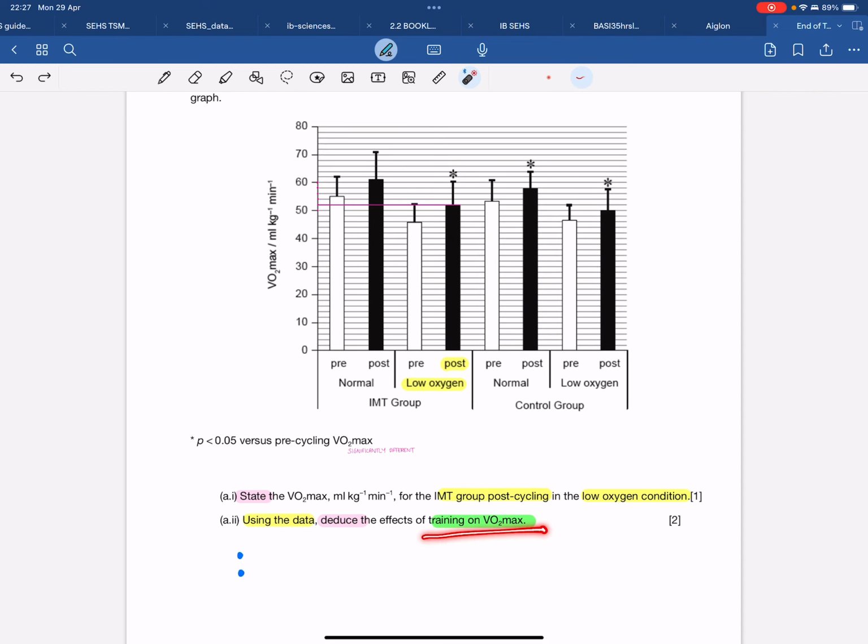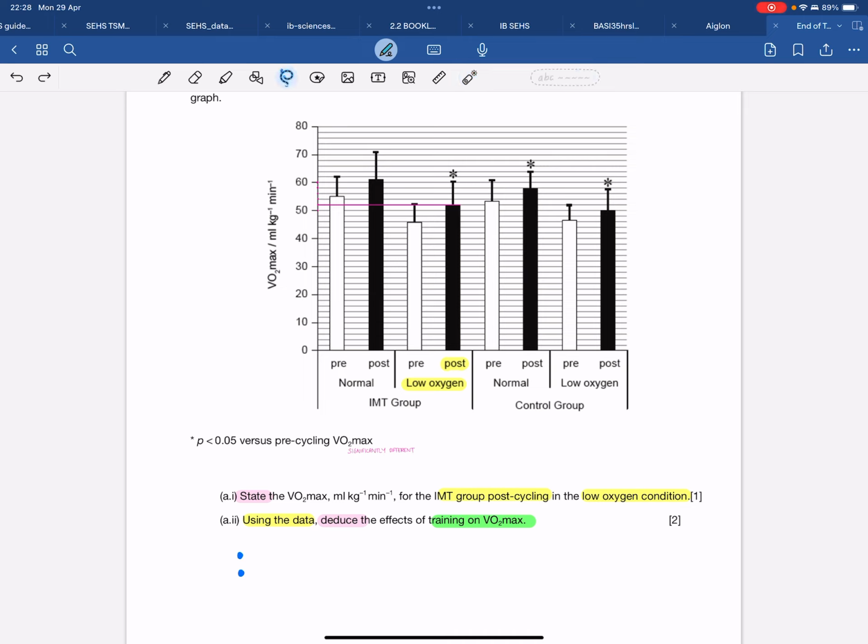Because it says training on VO2 max, that means you can say absolutely anything about the graph in front of you. You can say, basically, what is the post result? What do we see happening? Well, the black lines, for a start, and a lot of you got this right, the black lines in every single condition are higher than the white lines. That implies that every time we measure VO2 max after something, that VO2 max has actually increased.